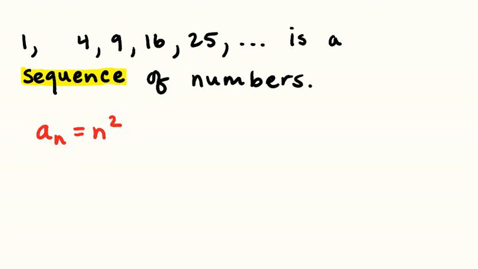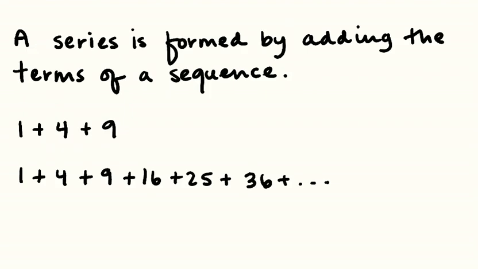Last year, or maybe in a previous course you took, you may have written recursive rules for sequences. The next term is given by the last term plus something or times something, or some operation done to it. We won't need to deal with that in this course. So we're mostly just looking for an explicit formula for the terms of a sequence. And a series is something that we form by adding together the terms of a sequence.